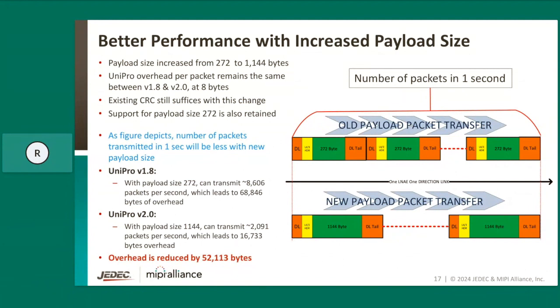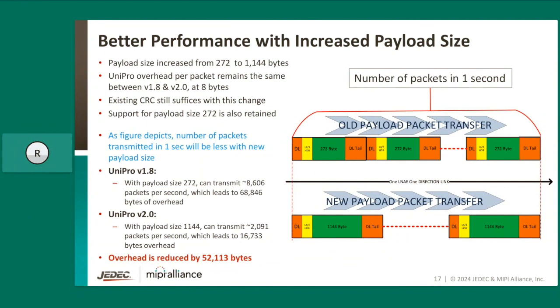However, the 272 byte payload is also retained, so that in the specification we call it credit mode 32 and credit mode 128. Both the schemes are there, but with the newer payload size, we have much gain in terms of performance. As we could see in the figure on the right-hand side, in 1 second, the number of packets that can be exchanged, the actual payload bytes that can get exchanged, is much higher in the newer version as compared to the earlier, right?